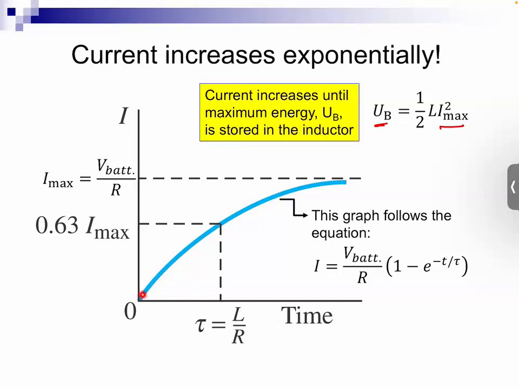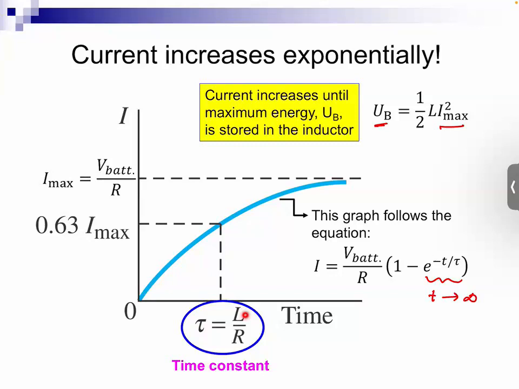Right, so your current increases up to a maximum value. The maximum value will happen after a very long time. So when you put time approaching infinity into this equation, e to the exponent of negative infinity is essentially 0. So your maximum current will be equal to the battery voltage over the resistance. In essence, it's the maximum current that your battery will produce in the circuit. That will be the maximum current that you have.